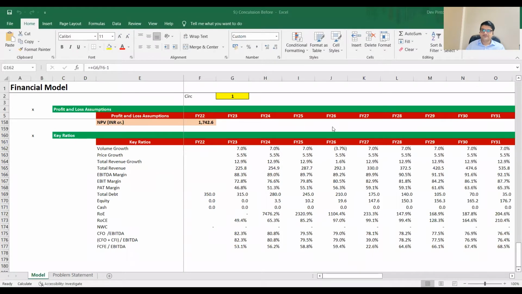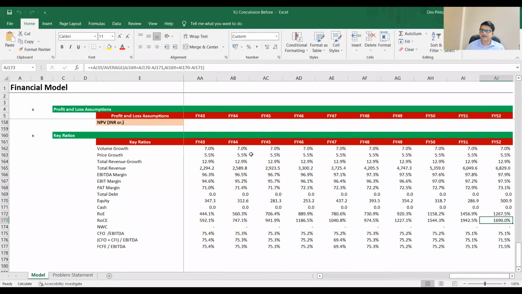Hey guys, so in the previous video, we computed some of the key ratios for this toll road asset. This video, we're going to conclude the entire series. Before we do that, let's just discuss a couple of things. If you look at the key ratios, one number, this ROC, by FY52, the numbers are kind of getting out of whack.